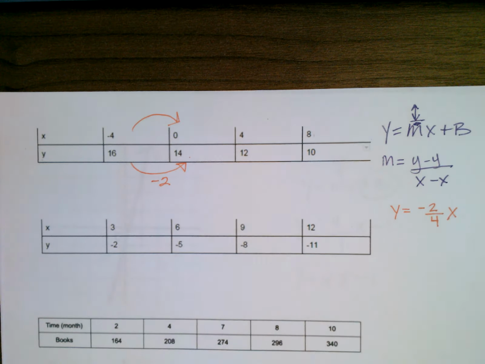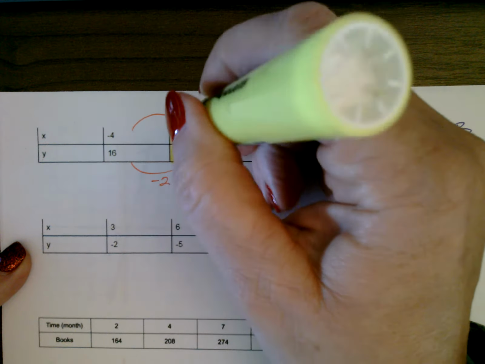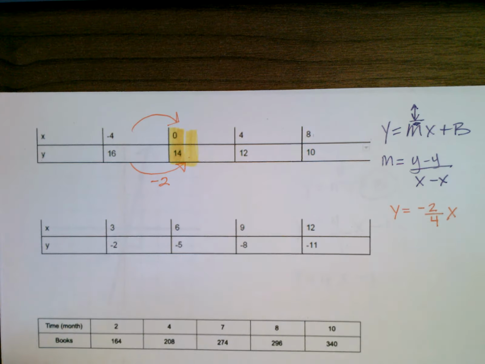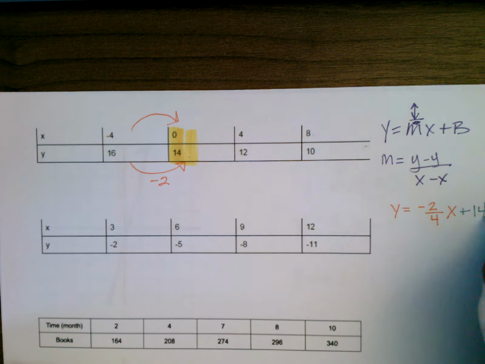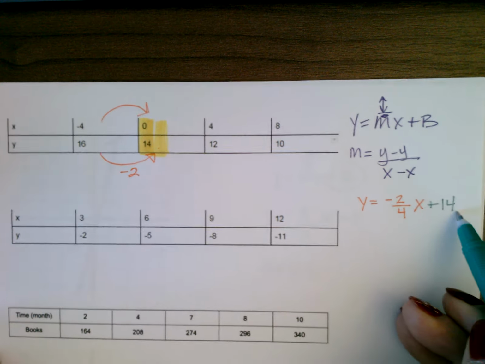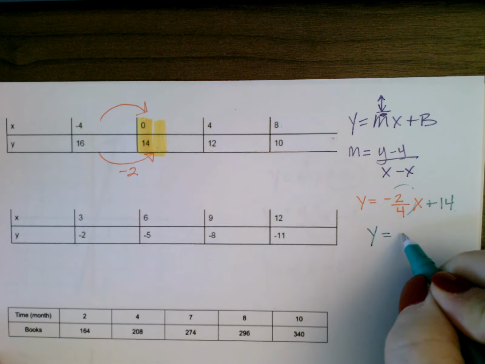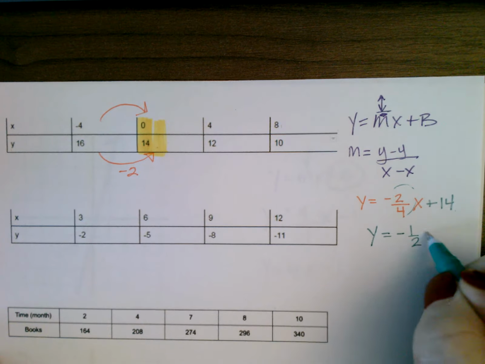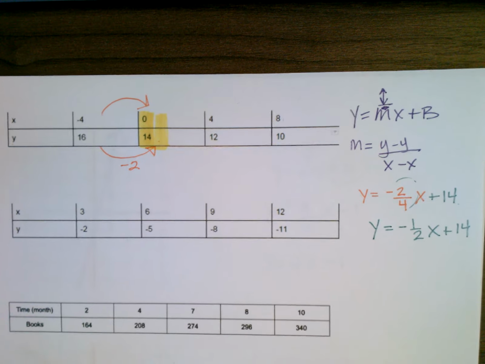The beginning point is always the y-intercept. That is where x equals 0. Well, that is given to me right here. When x is 0, y is a positive 14. I need to simplify this. y equals -1/2 x plus 14.